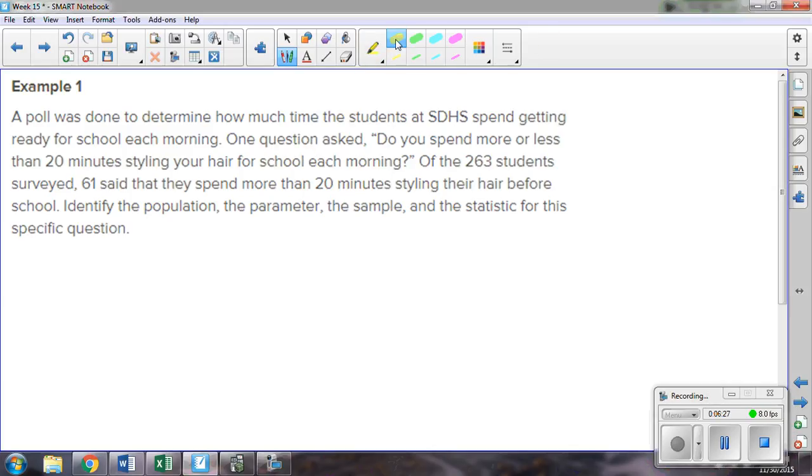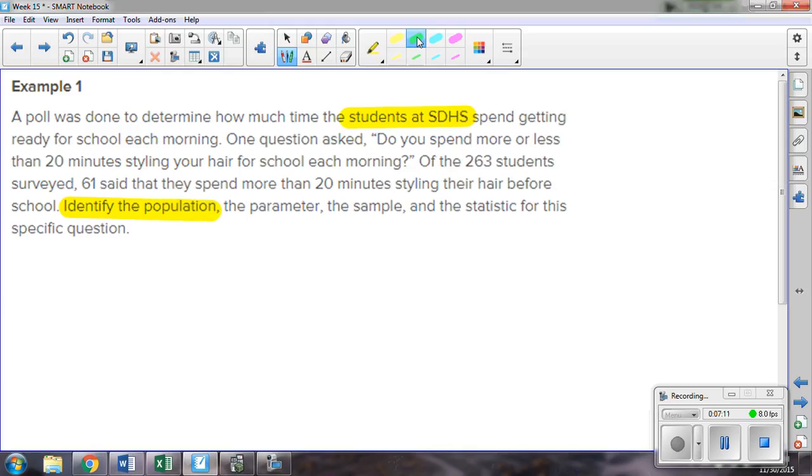So for this problem, let's start by identifying the population. Remember, population is the entire group. So where in this is the entire group that we're looking at? A poll was done to determine how much time the students at this high school spend getting ready each morning. So the students at SDHS, that's our population. It's the only group that we're interested in. Please note, we're not saying every student in the whole country. We're looking at just this group.